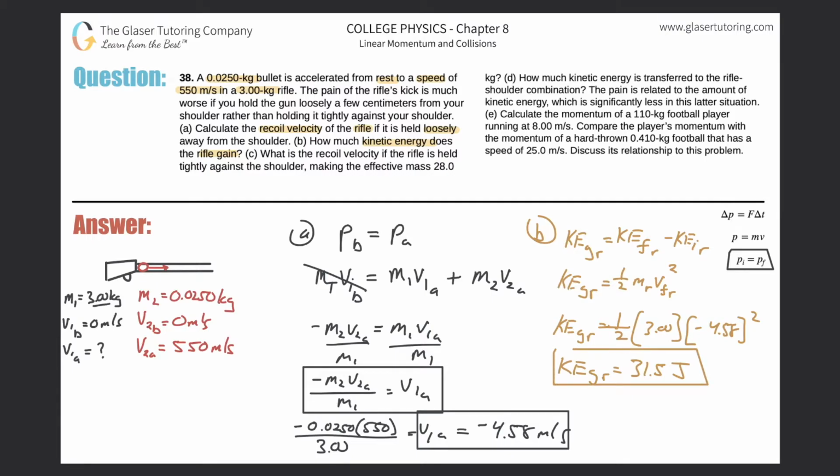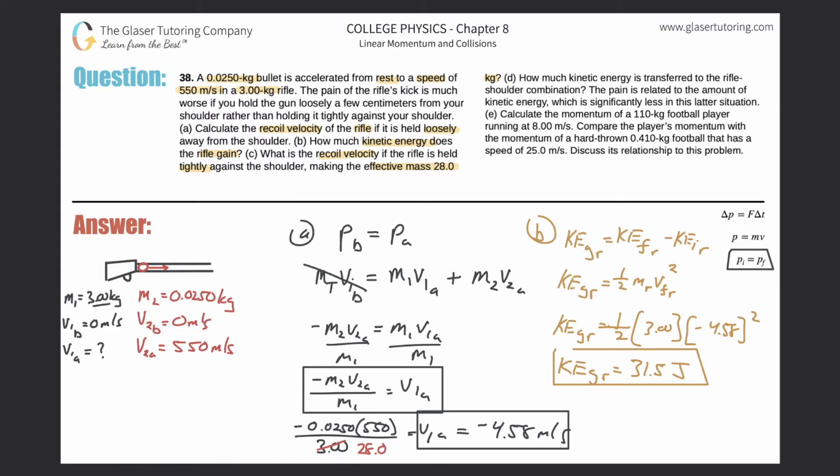Okay? Now, let's take a look at letter C. What is the recoil velocity if the rifle is held tightly against the shoulder, making the effective mass 28 kilograms? So the setup is literally identical. The only difference is now that this mass has changed. So, not a big deal. Everything we just did here is going to stay the same. The only difference shows up down here. Instead of 3, this now becomes 28, or 28.0 if you like.